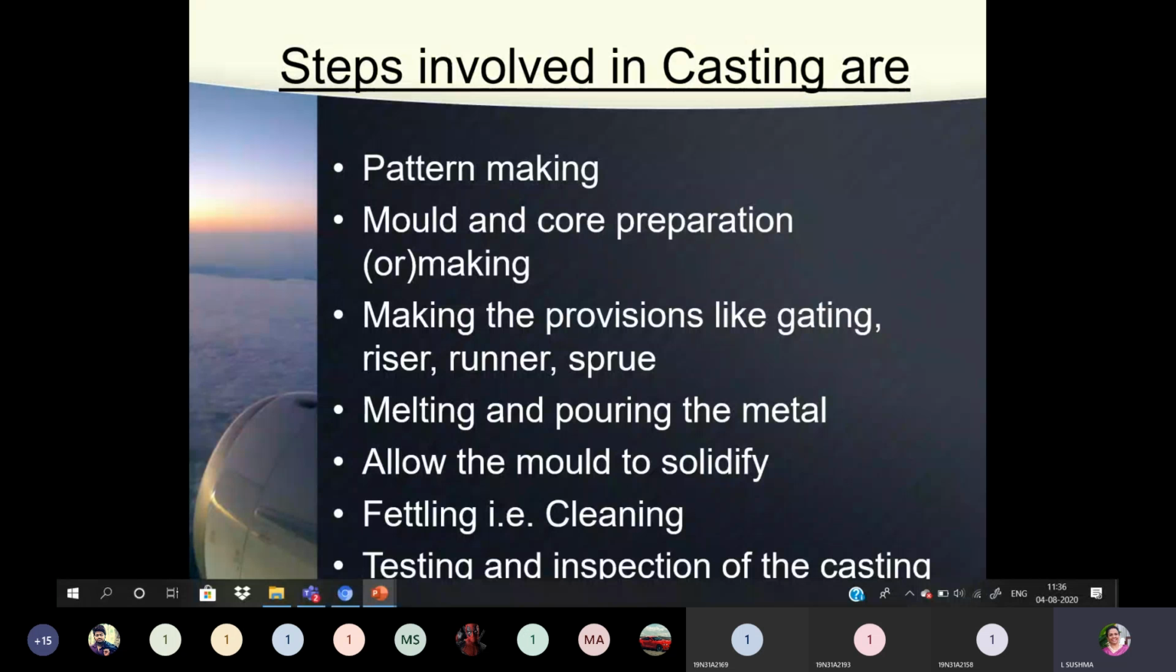Gating system is nothing but, see, the pattern will be somewhere in the halfway of the molding flask. You have both a lower flask and an upper flask, right? So you can't pour the molten metal directly in the mold. Because when you pour, what happens? For example, all of you have a terrace, and from the terrace the rainwater comes to an outlet. Have you noticed? From that outlet the water is coming and falling directly onto the sand or the soil there.